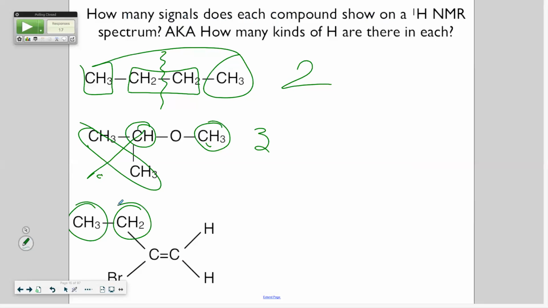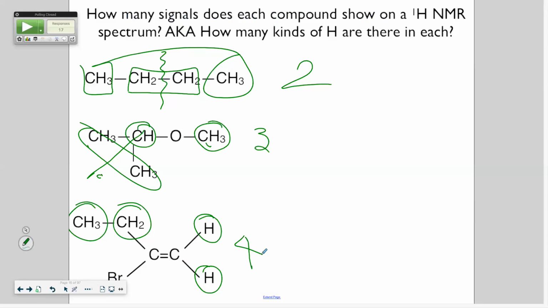Up here, we had all single bonds, didn't we? Do you remember that you can do what around single bonds? Rotate. Can you rotate around a double? No. So this hydrogen is by the bromine, and this hydrogen is not. So you have to look for that.